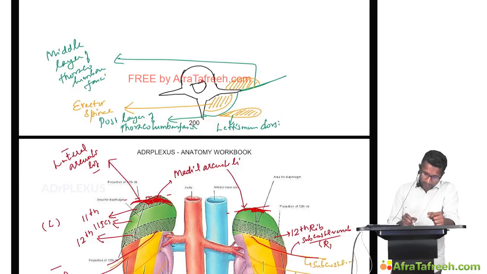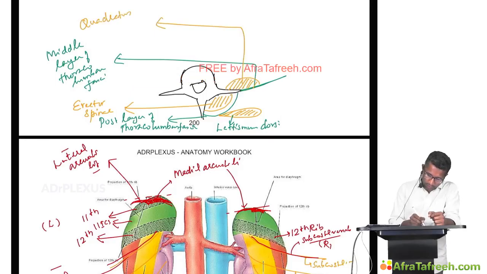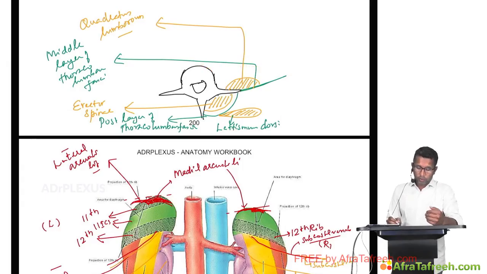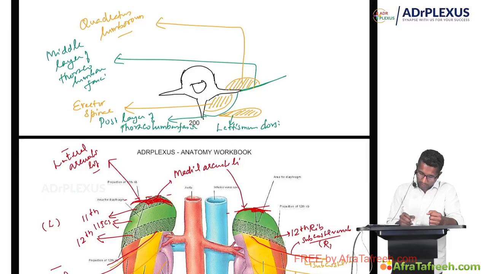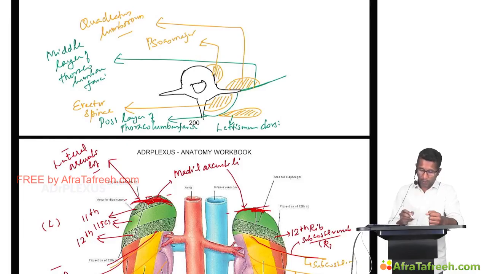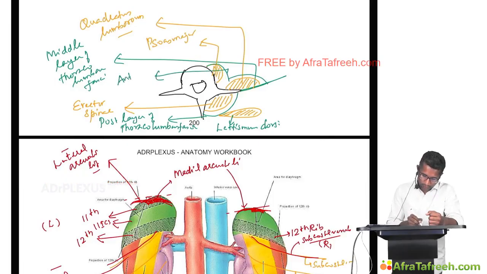Now what is this muscle called? This muscle is called quadratus lumborum muscle. When you go slightly anterior to the quadratus lumborum muscle, this muscle which is seen here is called the psoas major muscle. This psoas major muscle and the quadratus lumborum muscle are covered by the anterior layer of thoracolumbar fascia. So what you see here is the anterior layer of thoracolumbar fascia.